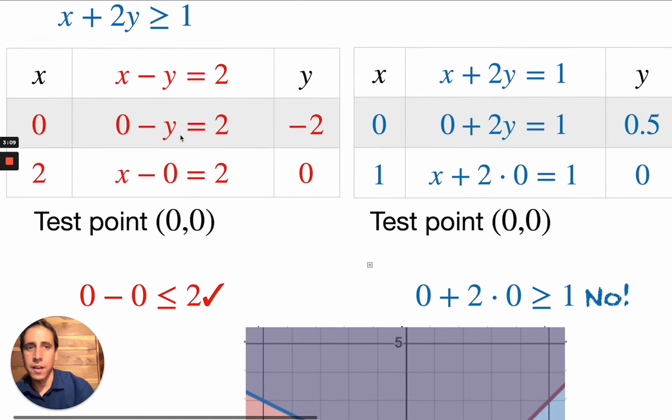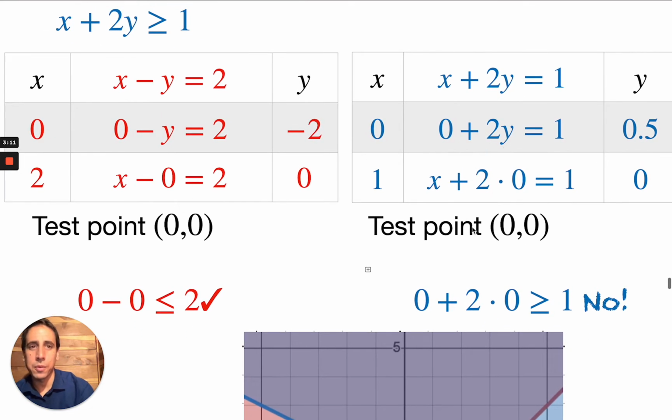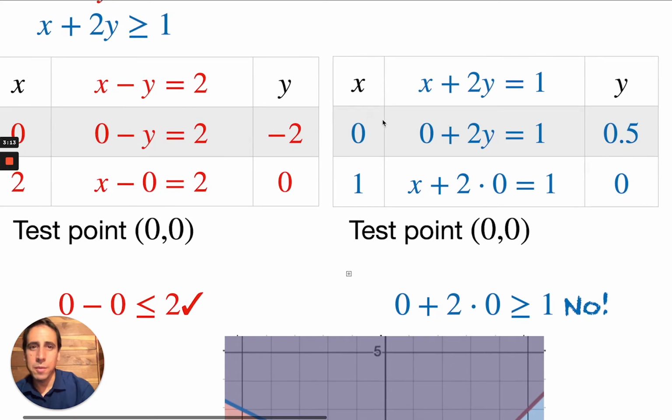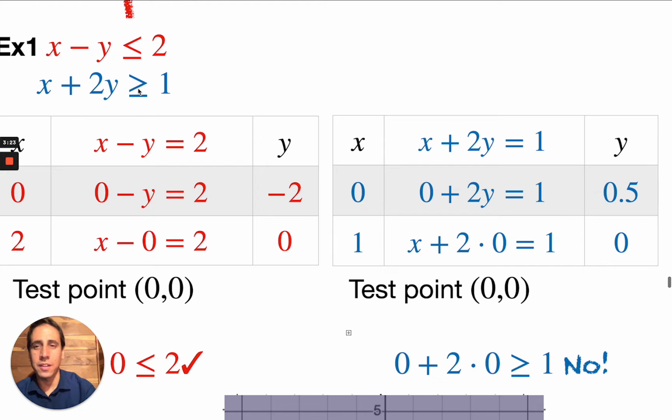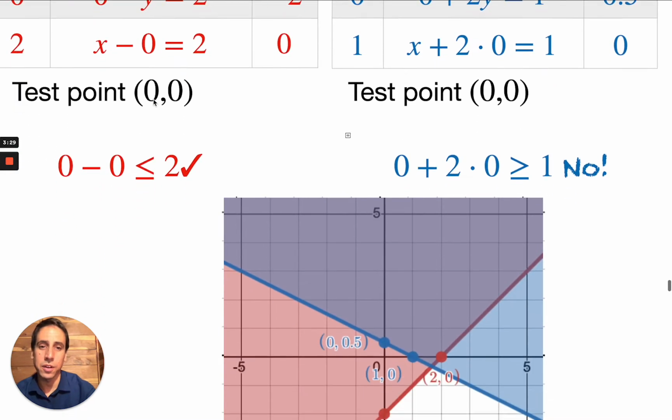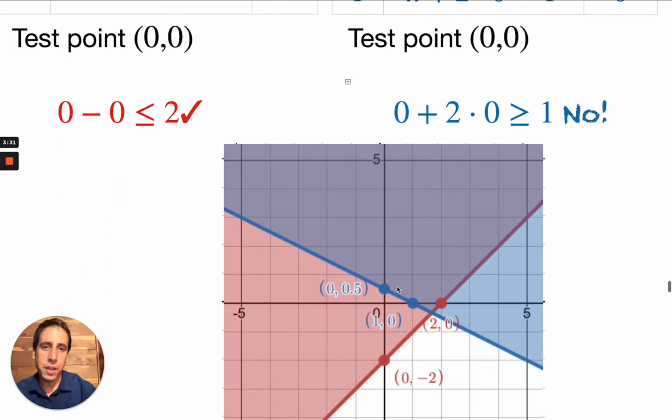And then here in the blue table, very much the same thing. Choosing 0 for x, choosing 0 for y, back calculating to get the x-intercept and the y-intercept. And I'm going to draw this with a solid line because this symbol right here has a line underneath it, indicating that the boundary line could be included as well. So we got 2 solid lines, and now we have to figure out which side to shade.